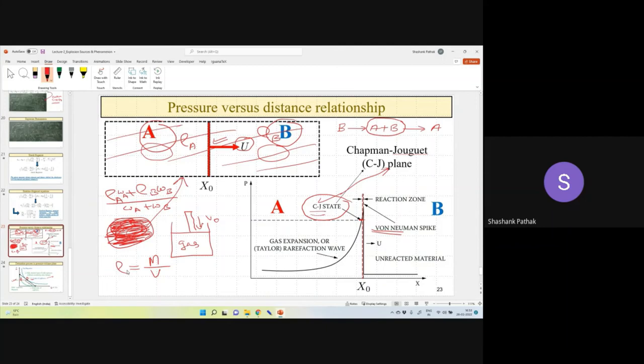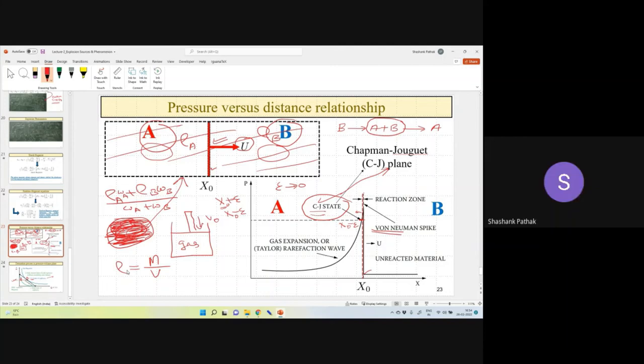Yeah, so this shock wave, that transition zone that you are seeing here, is of very, very infinitesimally small width, okay? So there is a discontinuity. If you take x0 plus epsilon and x0 minus epsilon, where epsilon is limiting to 0, then the pressure spike that you see will be exactly at x0, and then there will be x0 minus epsilon, where you can say the CJ zone is. It's like that.